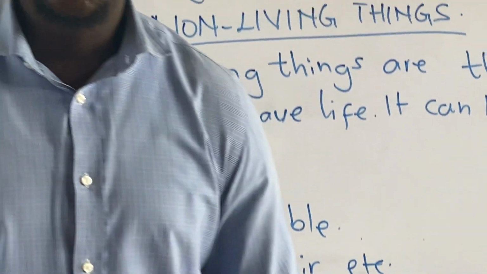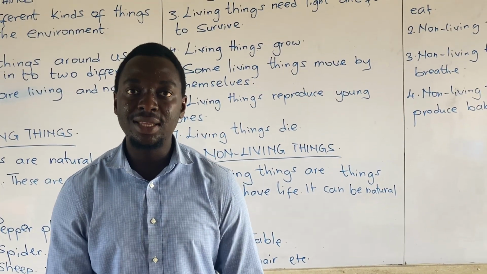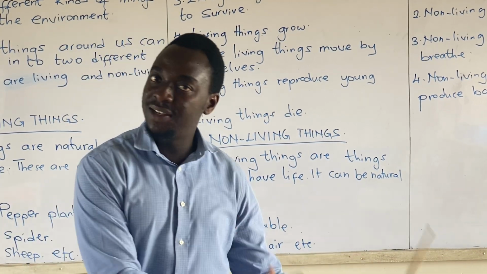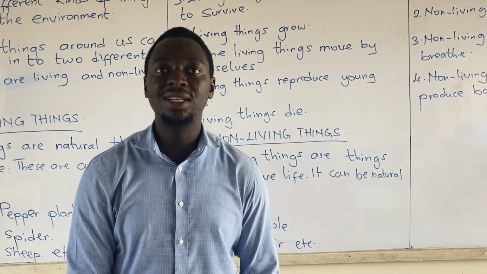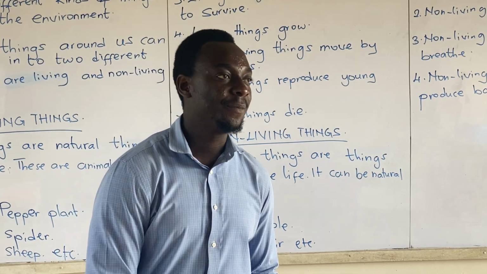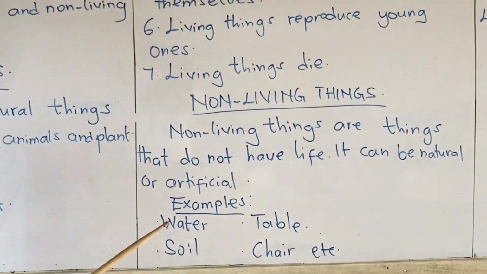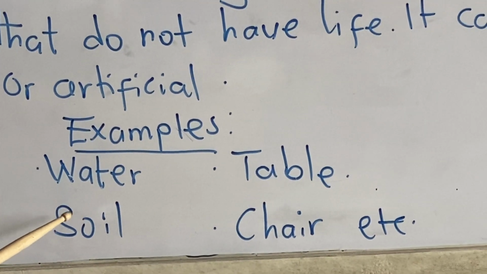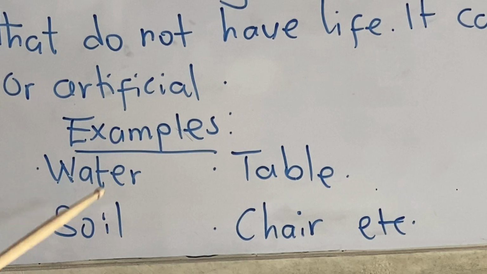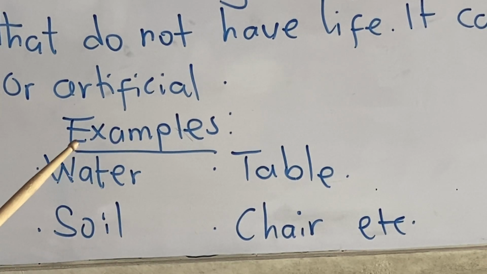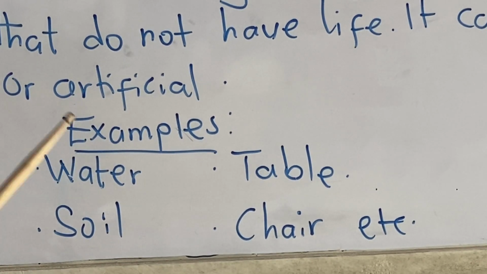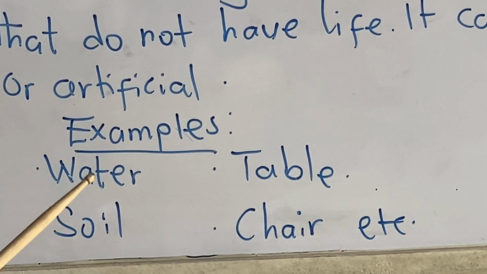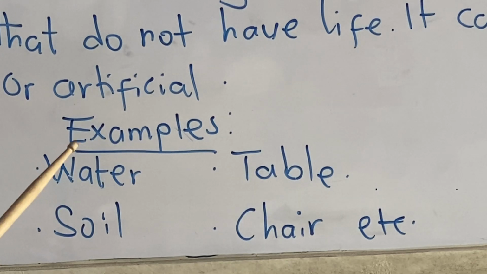Living things are natural, but non-living things can be natural or artificial. Let's look at some examples of non-living things. Water. Water is a natural material. God created it, but it is a non-living thing because it doesn't have life in it. Water cannot eat. Water cannot grow. Water cannot give rise to its young kind. That makes it a non-living thing.